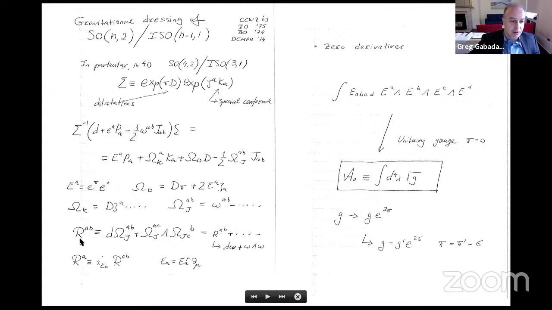These are just notations for the Riemann curvature. So this is a Riemann tensor. Well, it's a 2-form. It's written in here as a 2-form. And the curly R means that it's made out of capital Omega, which is related to non-curly R, which is related to little omega.